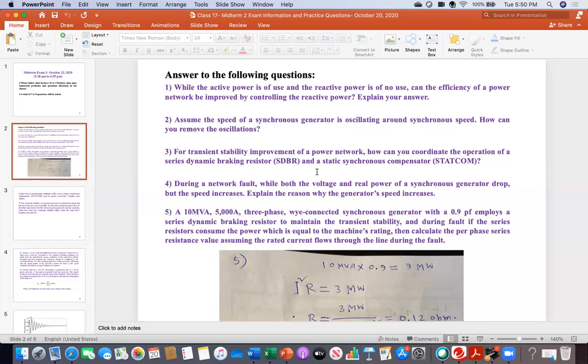You see, once you open the circuit breaker, the current is no longer important. You reduce the magnitude of current, but then there will be voltage. The circuit breaker is open, but there will be voltage in the circuit, and with that voltage the STATCOM will operate. So the coordination means the series dynamic braking resistor will be initiated right after the fault, and then after circuit breaker opening, the STATCOM will come into the circuit.